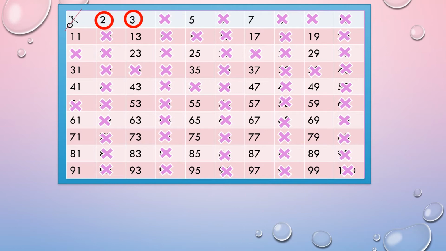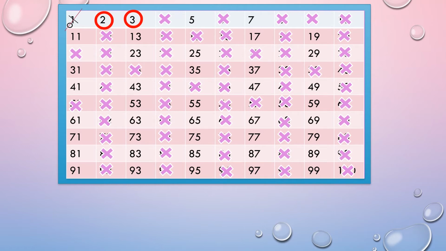The next number is 53. 5 plus 3 is 8. It's not in the tables of 3. Leave it. Next number is 55. 5 plus 5, 10. Not in the tables of 3. The next number, 5 plus 7, 12. It is there in the tables of 3. That means 57 is divisible by 3. Cross it out. Next number, 59. 5 plus 9 is 14. It's not in the tables of 3. Let's go to the next row.